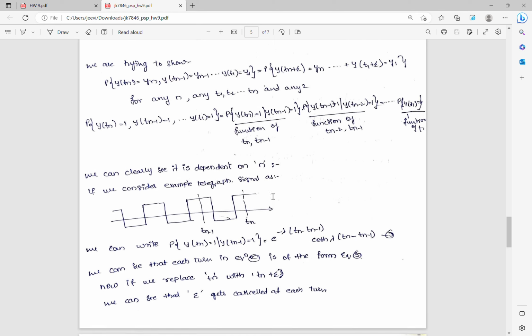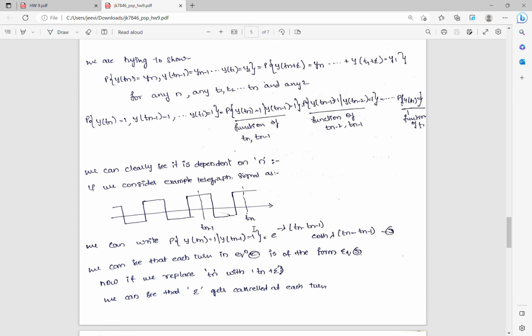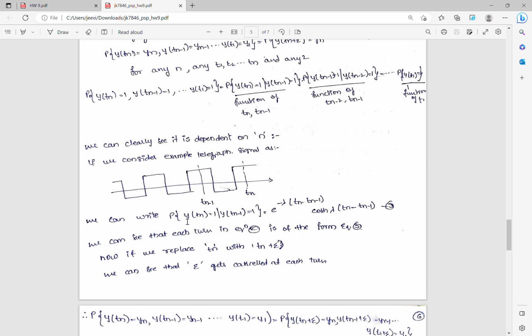If we consider this to be a sample telegraphic signal, then it can be represented as shown below. That is, you will get box telegraphic signals, and this point will be tn minus 1, this will be tn. Therefore, we can write the probability of y of tn equal to 1 given y of tn minus 1 equal to 1 is equal to e power minus lambda times tn minus tn minus 1, into cosh of lambda times tn minus tn minus 1. Let us consider this to be equation 3.